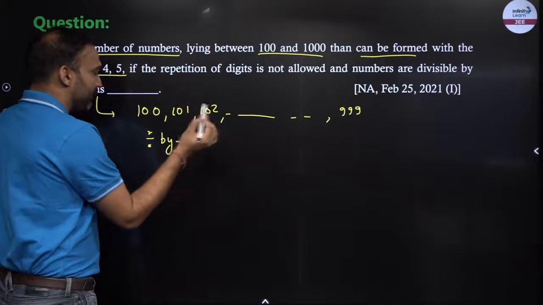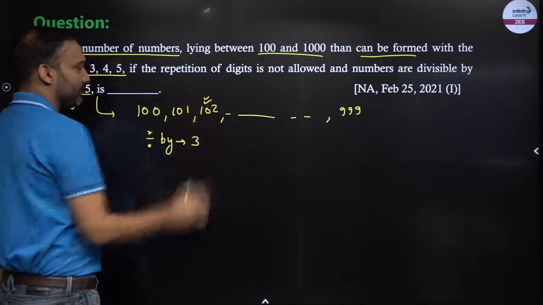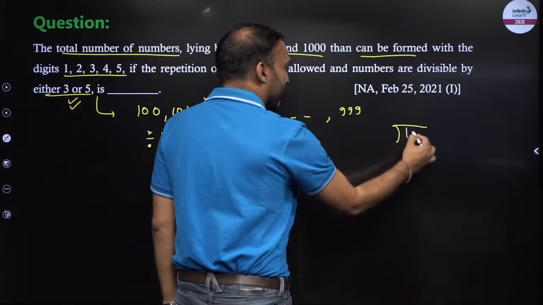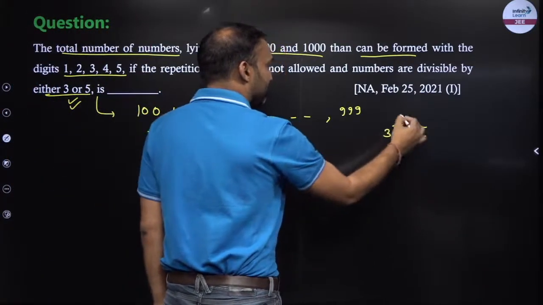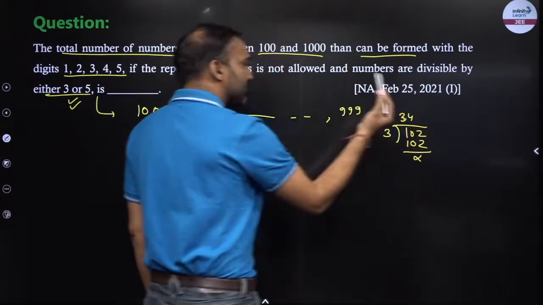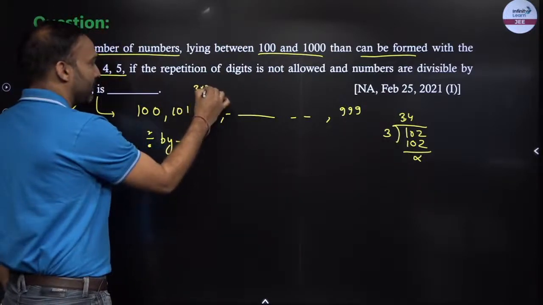How many numbers are divisible by 3? The smallest number divisible by 3 would be 102. If you divide 102 by 3, what do you get? It would be 34. So, this is 3 into 34.